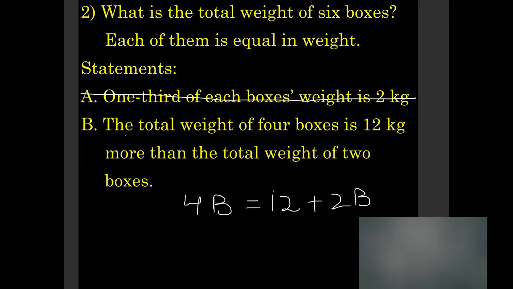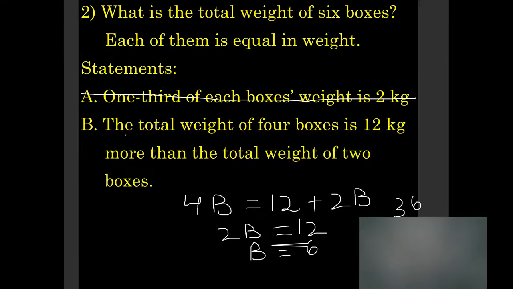So if you observe here, two boxes weight is equal to 12. If you bring two boxes to the other side, it becomes negative. So 4 minus 2 is equal to 2. Two boxes is equal to 12. It means one box value is equal to 6. So 6 boxes value will be equal to 36.